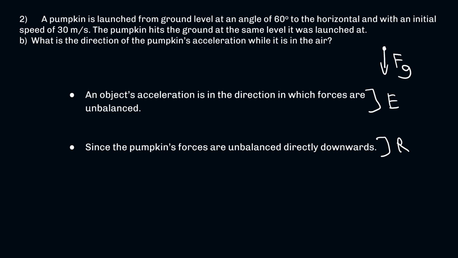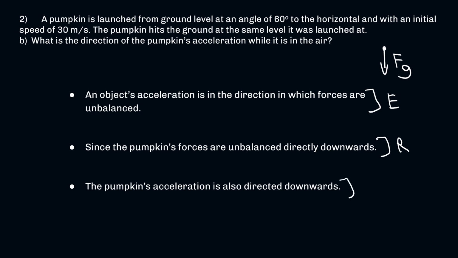My claim is then going to be my answer. That means my unbalanced force is downwards, and acceleration is in the direction of the unbalanced forces. So my acceleration should also be directly downwards. This should make sense because I have no acceleration in the horizontal direction. My acceleration is straight downwards, that 10 meters per second squared. That is going to be my claim. That's going to be important when we talk about the horizontal direction and the vertical direction in a second.